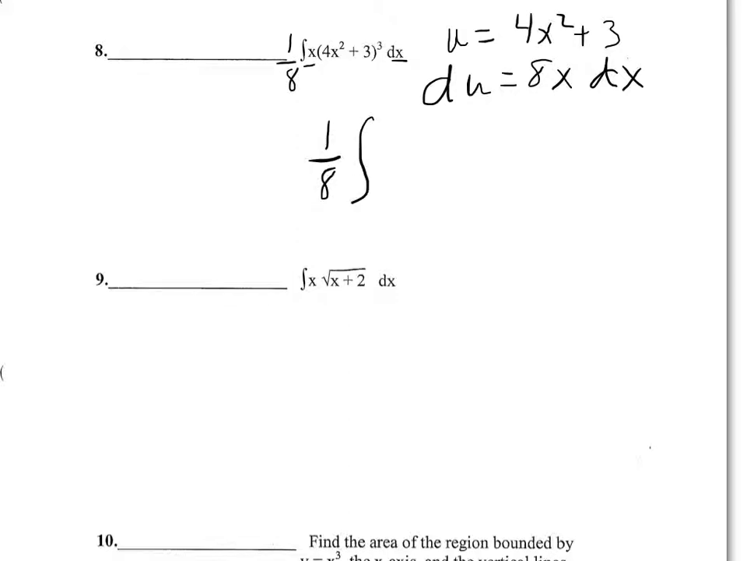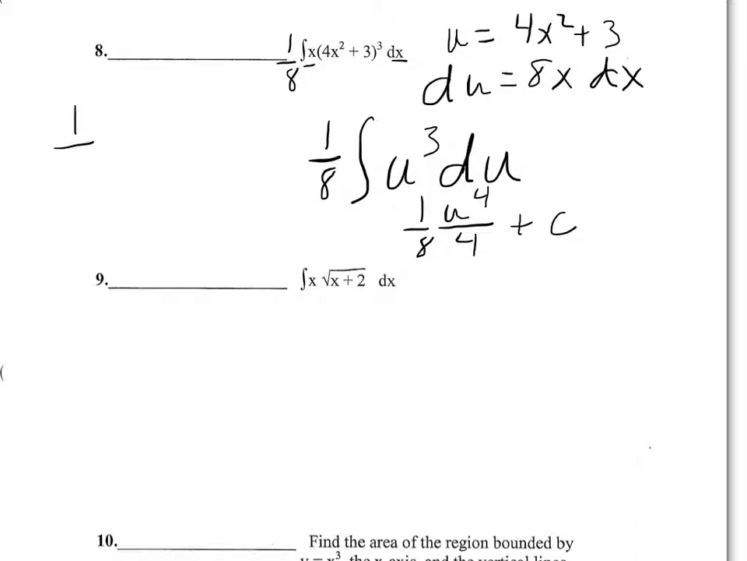So it's 1/8 the integral of u to the 3rd du. And the integral of u to the 3rd should be u to the 4th over 4, remembering that there's the 1/8 out in front, plus c, which means my final answer should be 1 over 32, and then 4x squared plus 3, all to the 4th, plus c. Like that.